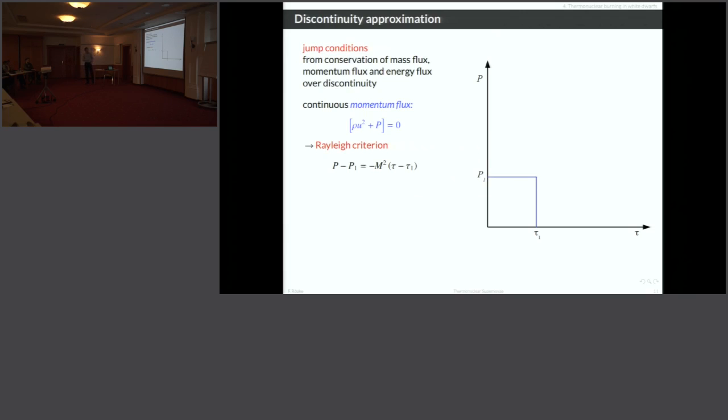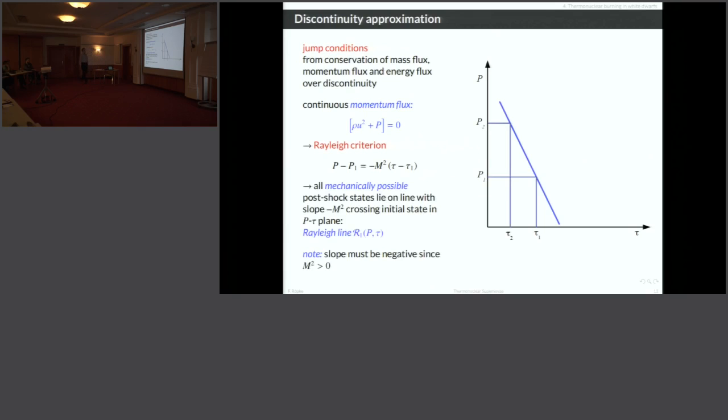So that means this conservation of momentum flux over the discontinuity specifies all the possible post-shock states, and these possible post-shock states must lie on a straight line that issues from the initial pre-shock state and has a slope of minus m squared. So this is called the Rayleigh line. One thing to note here is that the slope of that line is always negative, because m squared is of course a positive quantity, and we have the slope being minus m squared. So this is of course a purely mechanical relation, derived by momentum flux. So for a given pre-shock state, the Rayleigh line specifies all mechanically possible post-shock states, and they all lie on this straight line through the initial conditions with slope minus m squared.